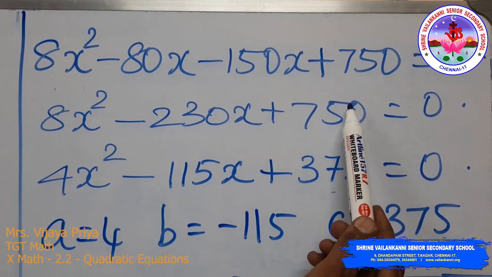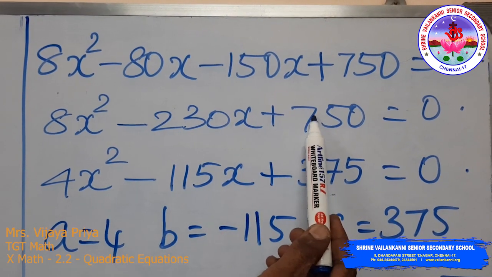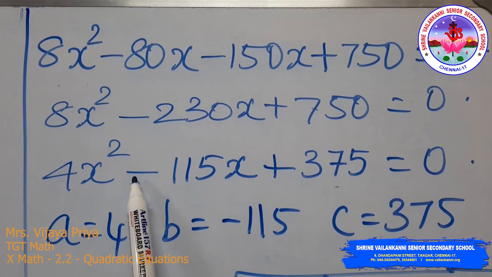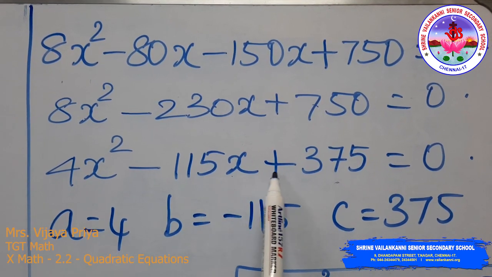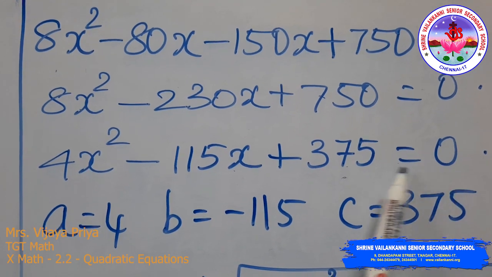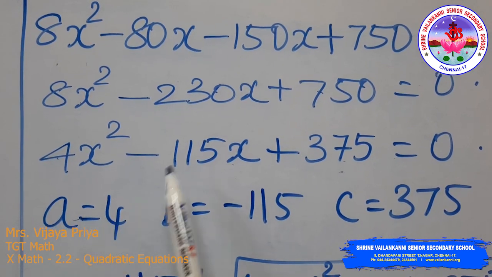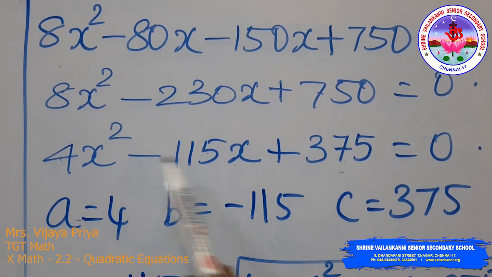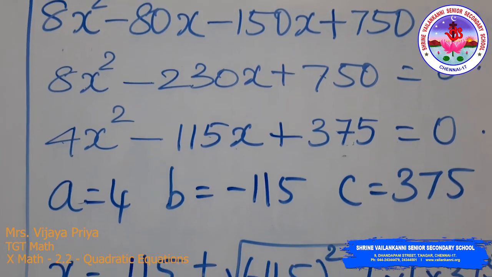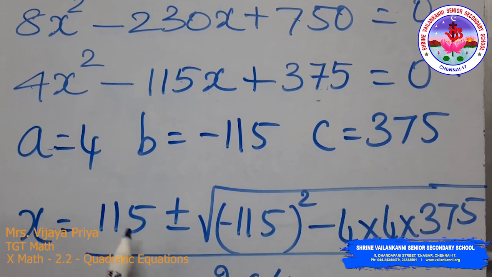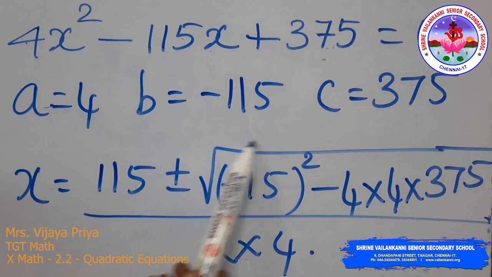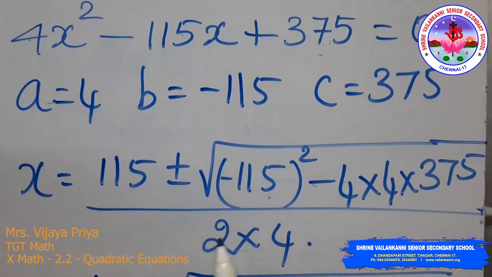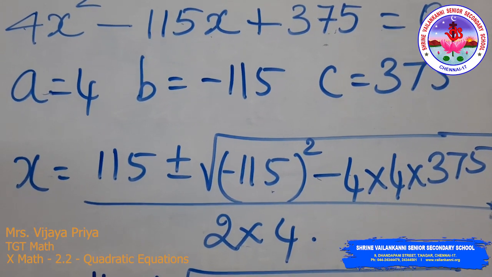Further, I can simplify this by dividing all the terms by 2. So I can make it as a simpler equation. So I got 4x squared minus 115x plus 375 is equal to 0. Now taking a is equal to 4, b is equal to 150, c is equal to 375. From this quadratic equation, I am going to use the quadratic formula. So minus b plus or minus square root of b squared minus 4ac divided by 2a. So I keep on simplifying this.